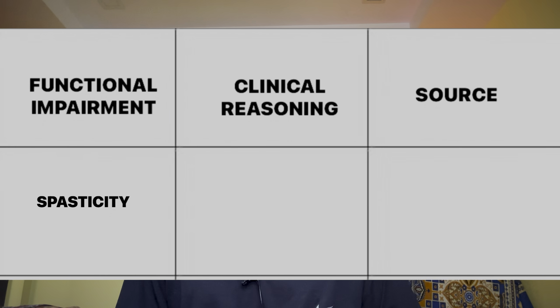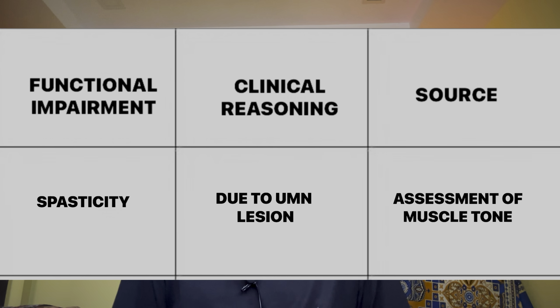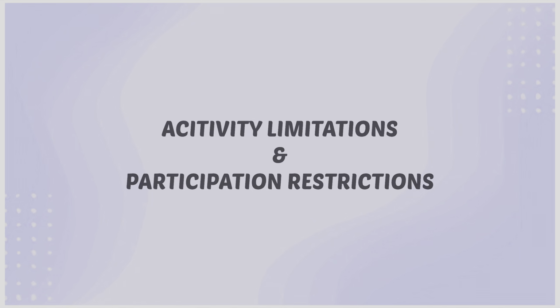So for the functional impairments, again you have to make 3 columns. In the first column you have to write functional impairment, then clinical reasoning and source. For example, in functional impairment you have written about spasticity, then its clinical reasoning will be due to upper motor neuron lesion, and in the source you can write about the assessment of muscle tone. So this was about structural impairments and functional impairments.